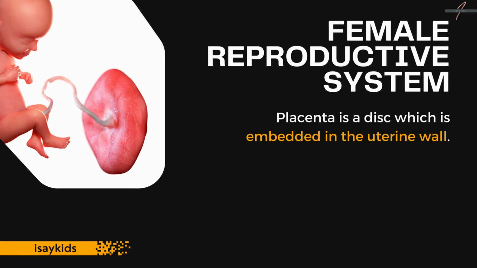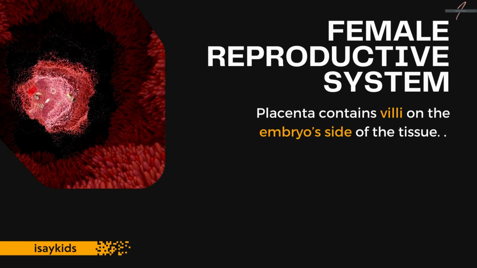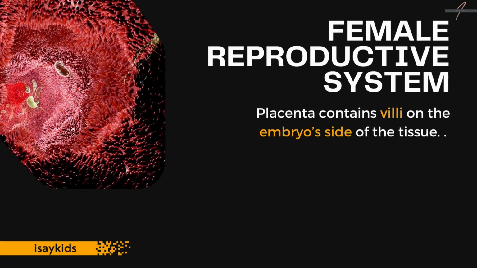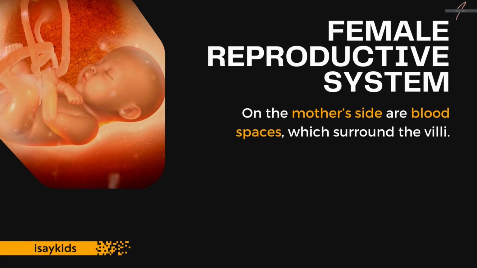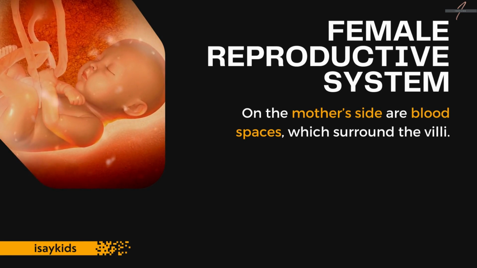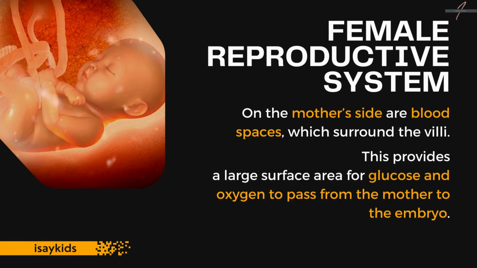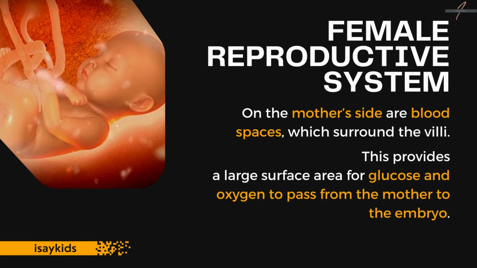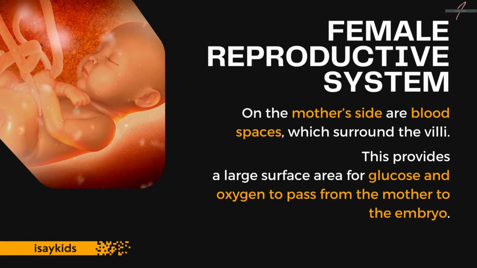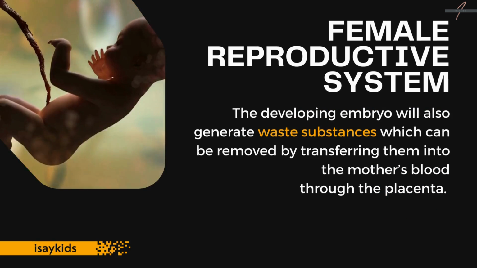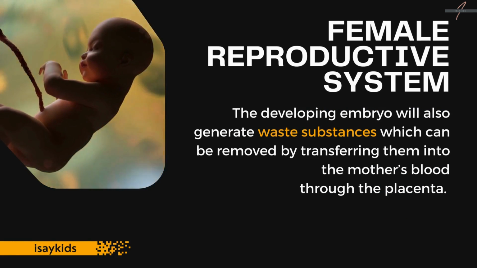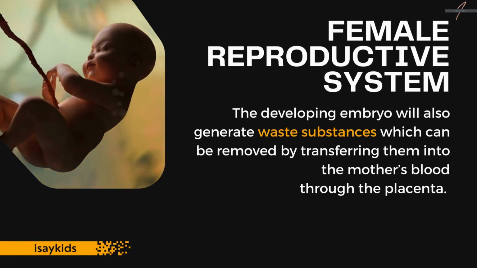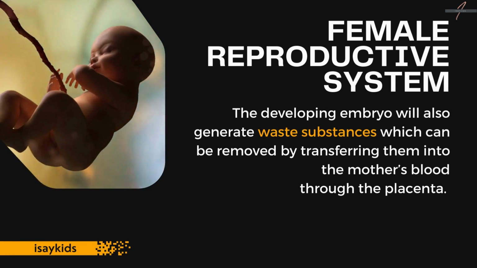This is a disc which is embedded in the uterine wall. It contains villi on the embryo side of the tissue. On the mother's side are blood spaces which surround the villi. This provides a large surface area for glucose and oxygen to pass from the mother to the embryo. The developing embryo will also generate waste substances which can be removed by transferring them into the mother's blood through the placenta.